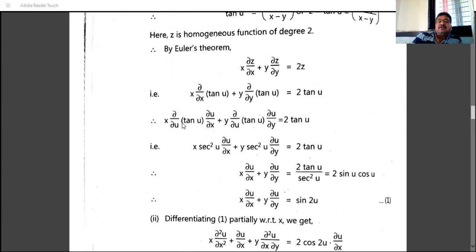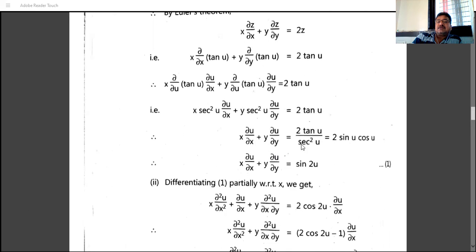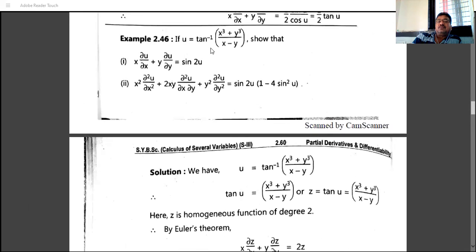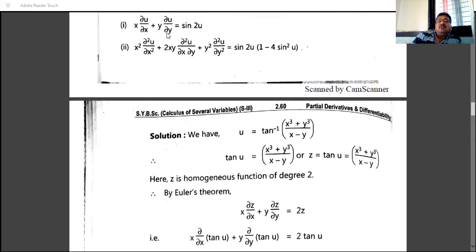And then use the chain rule. ∂/∂x of tan u is ∂/∂u of tan u into ∂u/∂x, and ∂/∂y of tan u is ∂/∂u of tan u into ∂u/∂y. The derivative of tan u with respect to u is sec square u. Then dividing throughout by sec square u, we have 2 tan u by sec square u. Tan u means sin u by cos u, divided by sec square u means into cos u. Then we have 2 sin u cos u, and that is sin 2u. That is what we have to prove: sin 2u.